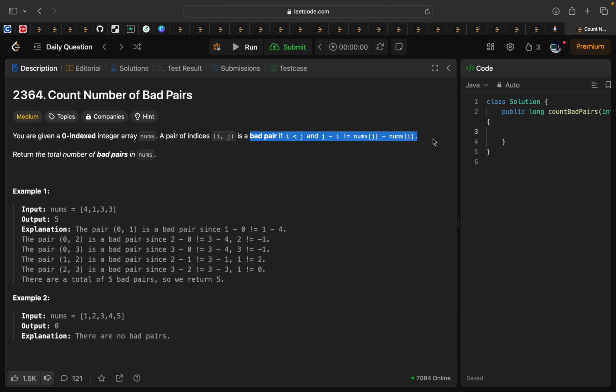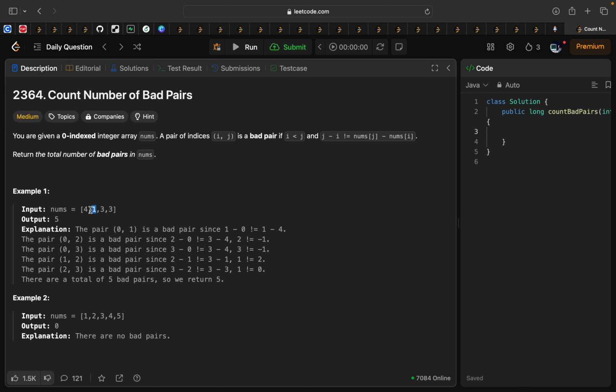So let's see some examples. So this is an example. Okay, so we have this pair 0 and 1. This is a bad pair because the difference in these indices is 1, but the values at these indices have a difference which is not 1. Okay, so these are the bad pairs. So this is a good pair.